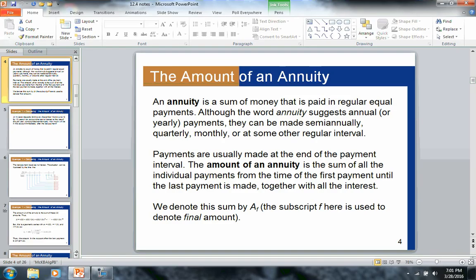The word annuity comes from annual, so it means yearly payments, but they can be broken down so that there's semi-annually, quarterly, monthly, etc. Payments are usually made at the end of every payment interval, and the amount of an annuity is the sum of all of those individual payments from the time of the first payment until the last payment. We're going to calculate interest in there as well. So our final amount is going to be written as A sub F when we're talking about our final annuity.